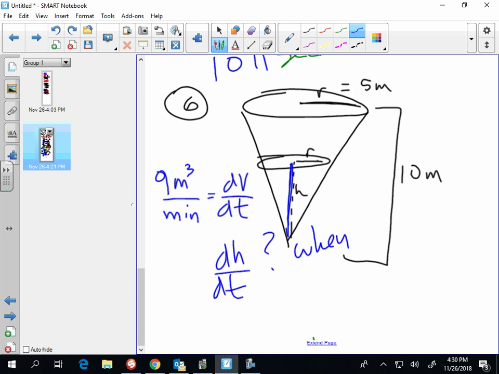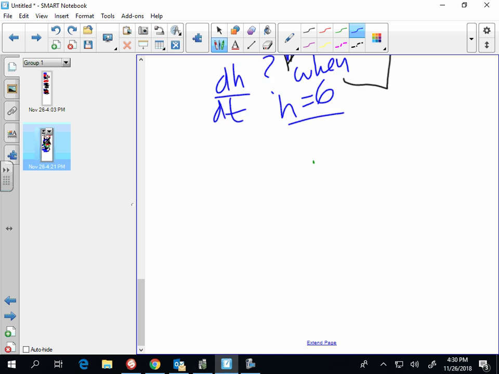Okay, so do I know a relationship between volume and height for this shape? Well, sure. This is a cone. I know the volume of a cone, and if you don't, you should write it down now: 1/3 pi r squared h. Uh-oh. Well, wait a minute. I have this other variable, and I don't know dr/dt. I really don't want to take the derivative of this until the volume equation is only in terms of height.